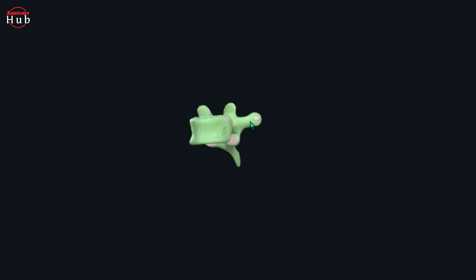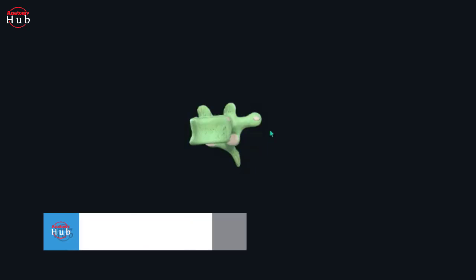Okay, and in the ribs you will find a tubercle. So the tubercle of the rib articulates here with the costal facet. Okay, and this costal facet is present from the T1 vertebra to the T10 vertebra only. Okay, you will not find the costal facet in the T11 and T12 thoracic vertebrae.